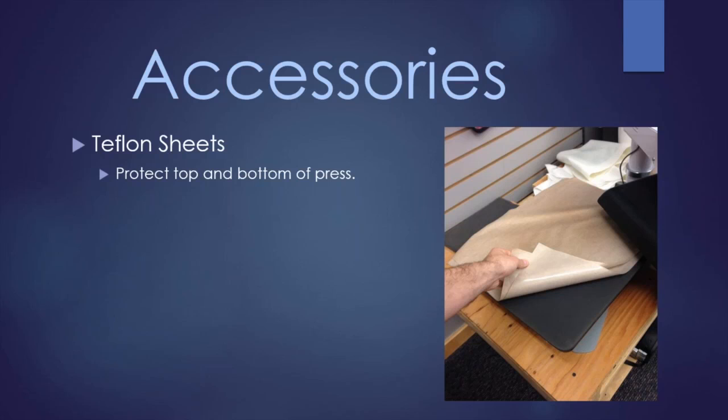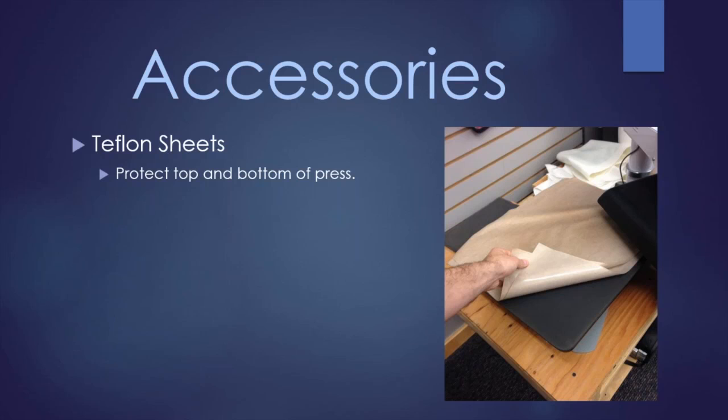Then we always keep another Teflon sheet on the very top. So if you're layering your press, you'll have one Teflon sheet on the bottom, in between you'll have your substrate with your transfer, and then another Teflon sheet on top. What that does is basically protect your heating element from direct contact with your substrate.